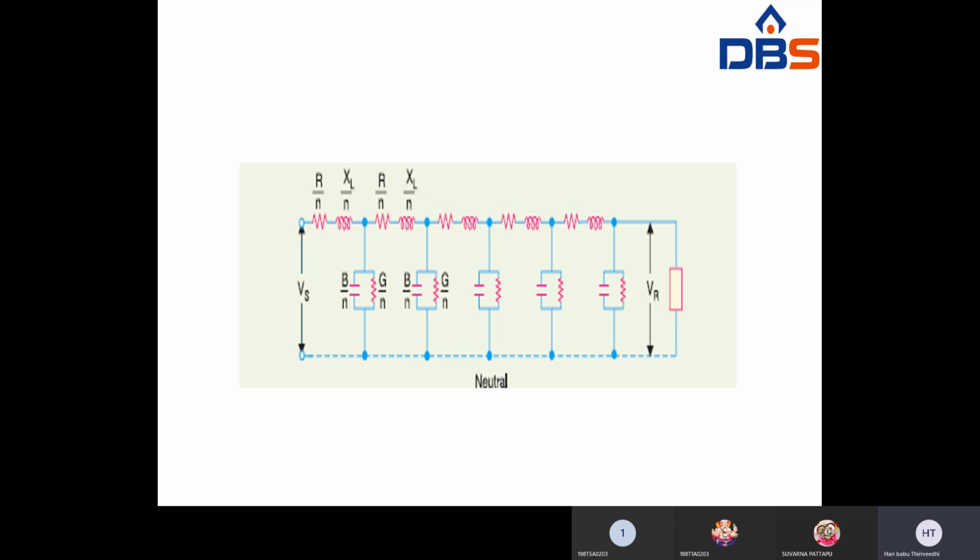The resistance and inductive reactance are the series elements, already known parameters. Always resistance and reactance are series branch parameters. The leakage susceptance B, admittance is nothing but Y is equal to G plus JB, right? So the leakage susceptance B and leakage conductance G, B by N, G by N.